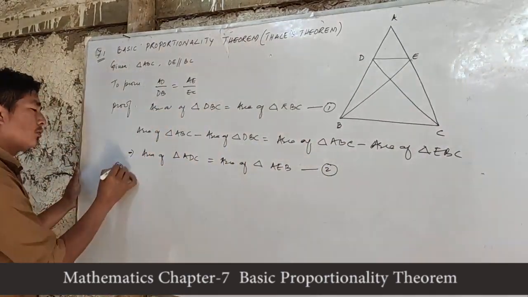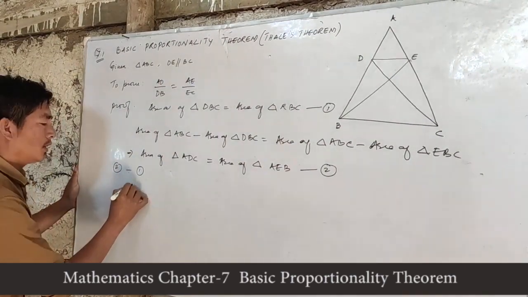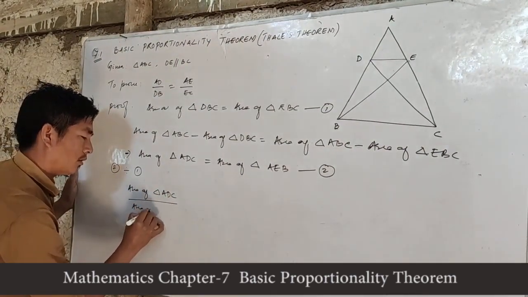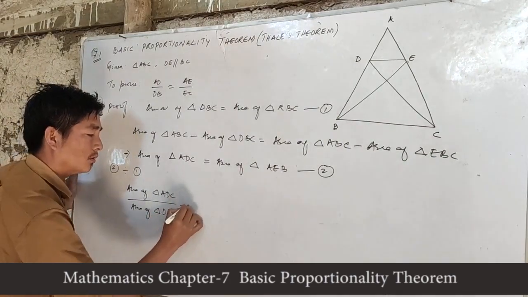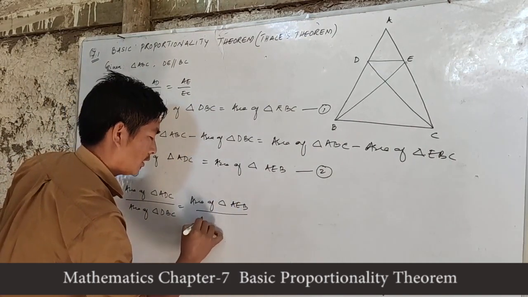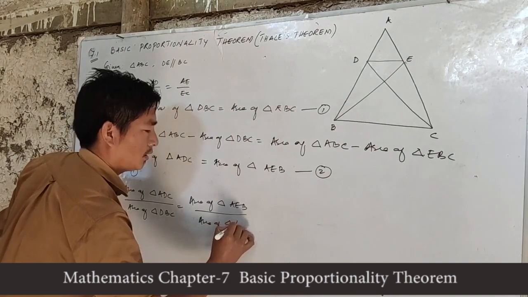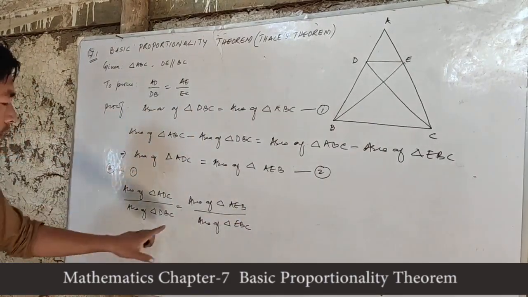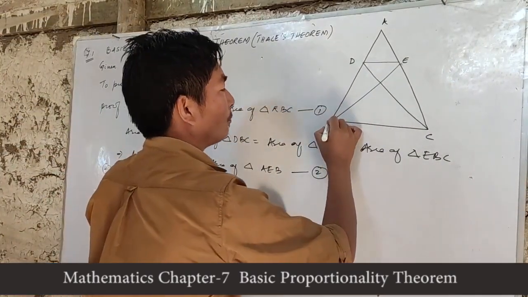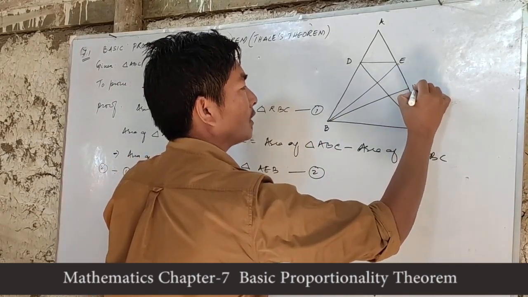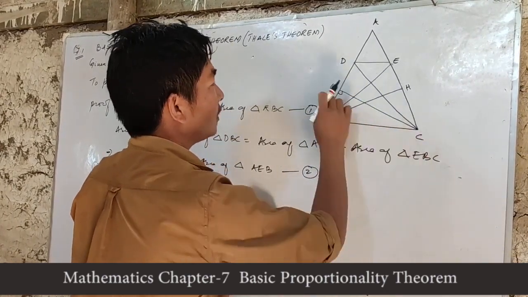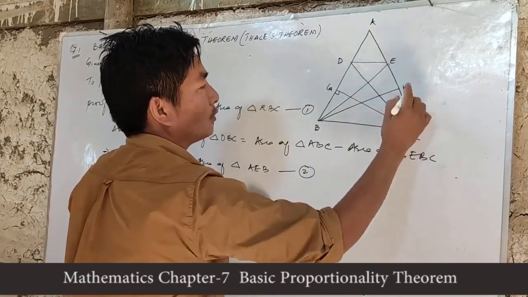So, when you divide equation 2 by equation 1, it gives us area of triangle ADC divided by area of triangle DBC is equal to area of triangle AEB divided by area of triangle EBC. Now, to find the area, we need the base and the altitude. So we already have the base, so let's draw two altitudes. From B, draw an altitude, let's call it BH. And from C, draw an altitude, let's call it CG. Where CG is perpendicular to AB, BH is perpendicular to AC.